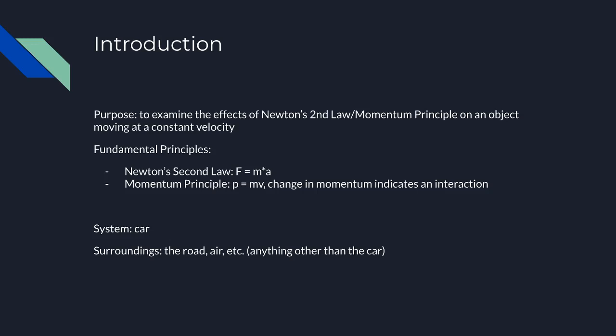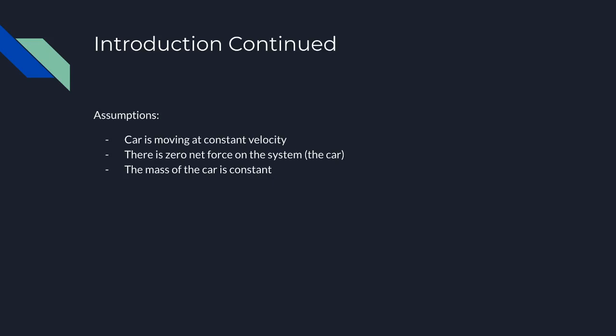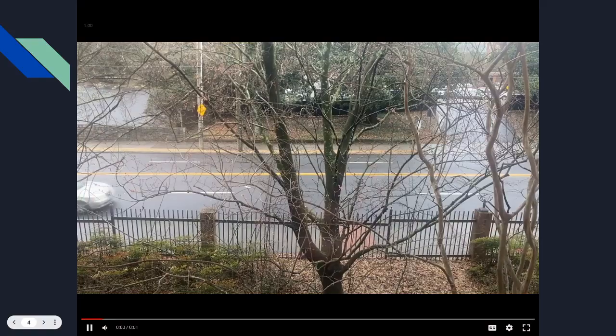And so for my object, I chose a car that I took a video of moving outside my window, and the surroundings were the road, air, and everything that's not the car. Some assumptions that I made were that the car was moving at a constant velocity, there's zero net force on the system, and the mass of the car is constant throughout. And here's a video that I took. It's pretty short, but the car's moving at a pretty constant velocity.